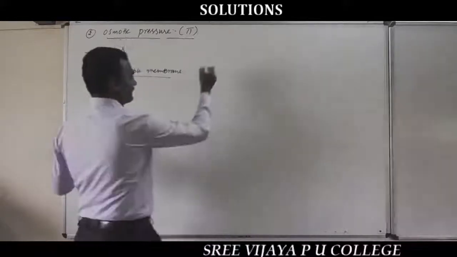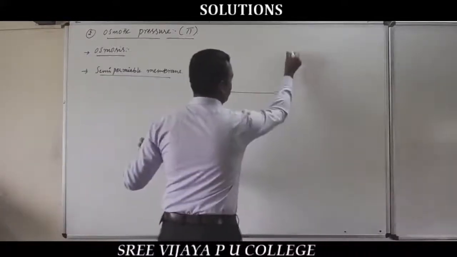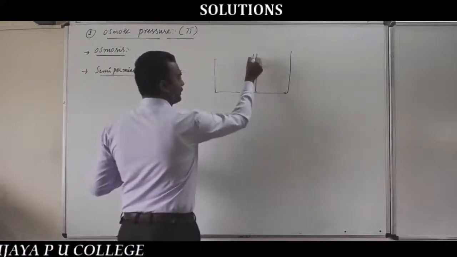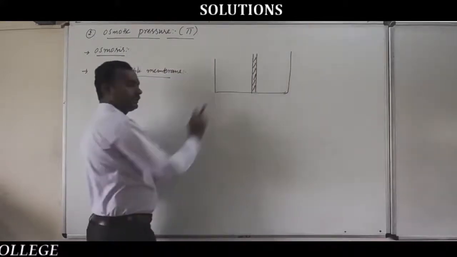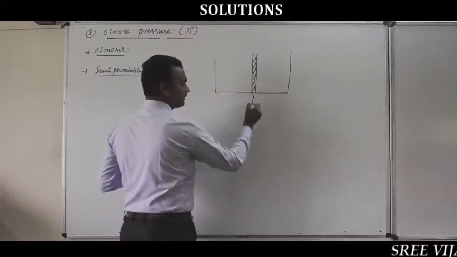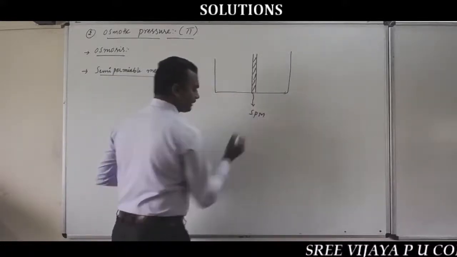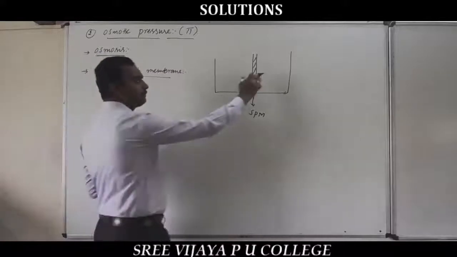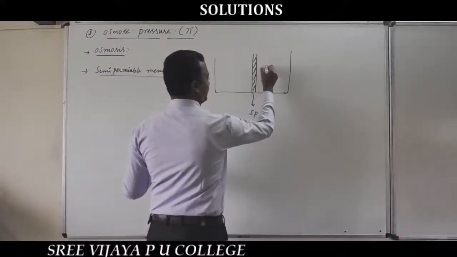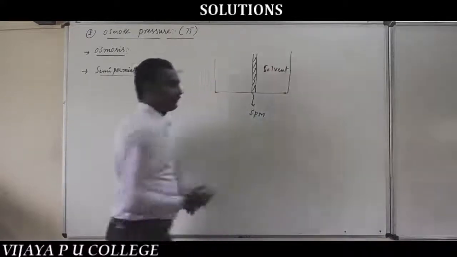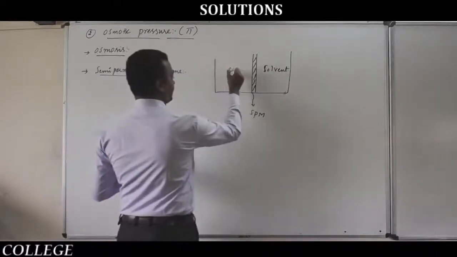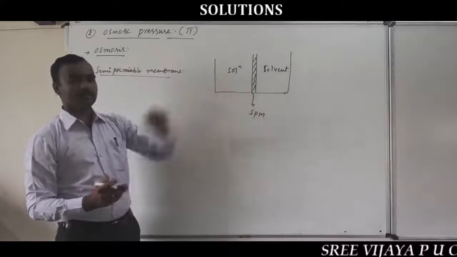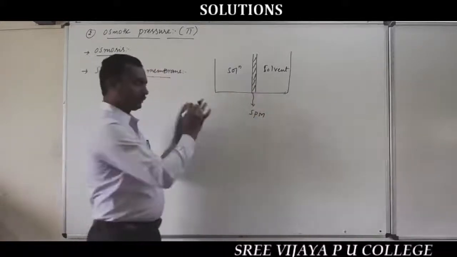Let's take a simple example. I am going to take a container and make two compartments. This is one compartment and this is the other compartment. These two compartments are separated by an important membrane, called a semi-permeable membrane. I will tell you what it means. In one compartment, I am going to take a solution, and in the other compartment, a pure solvent.